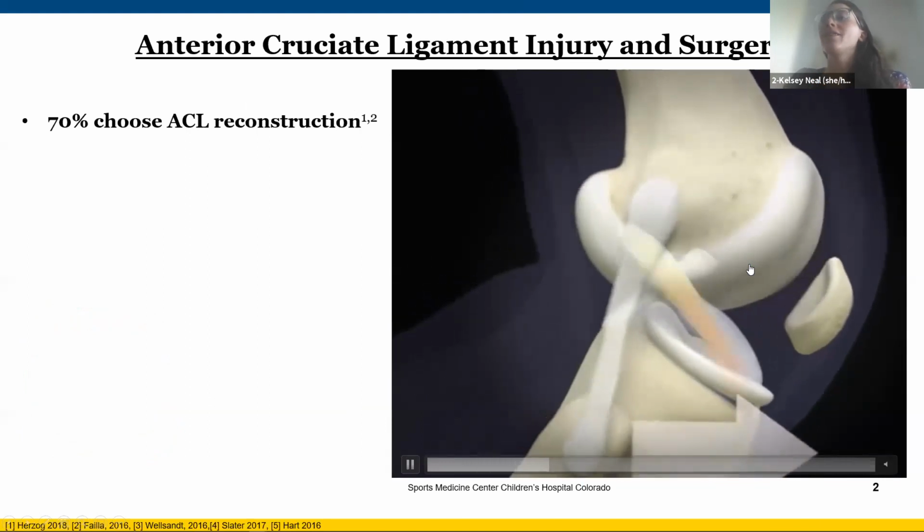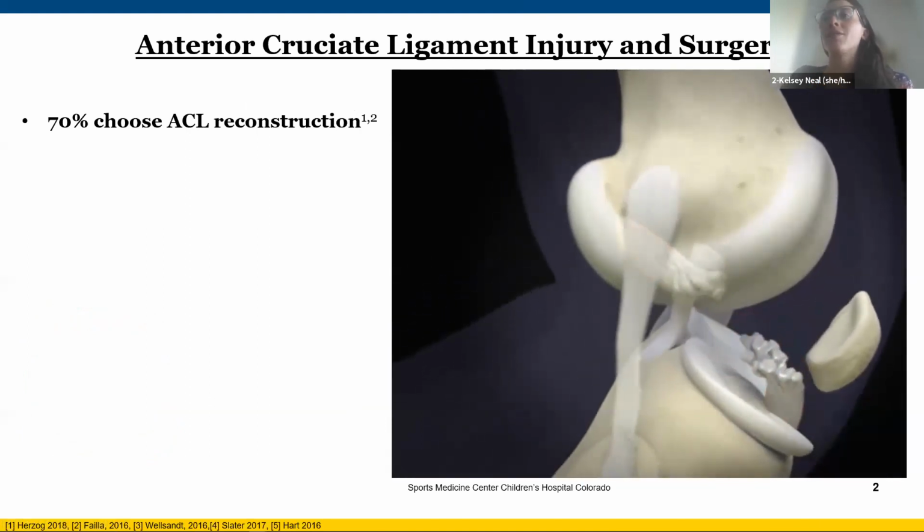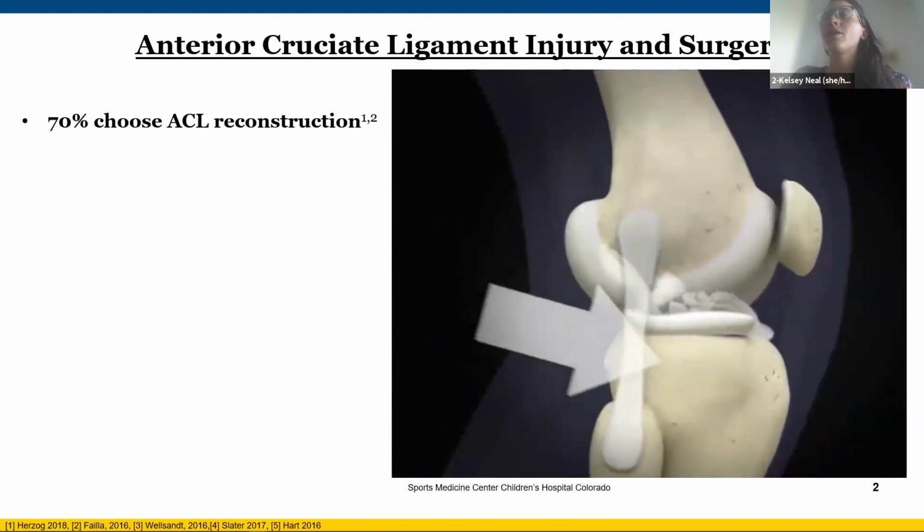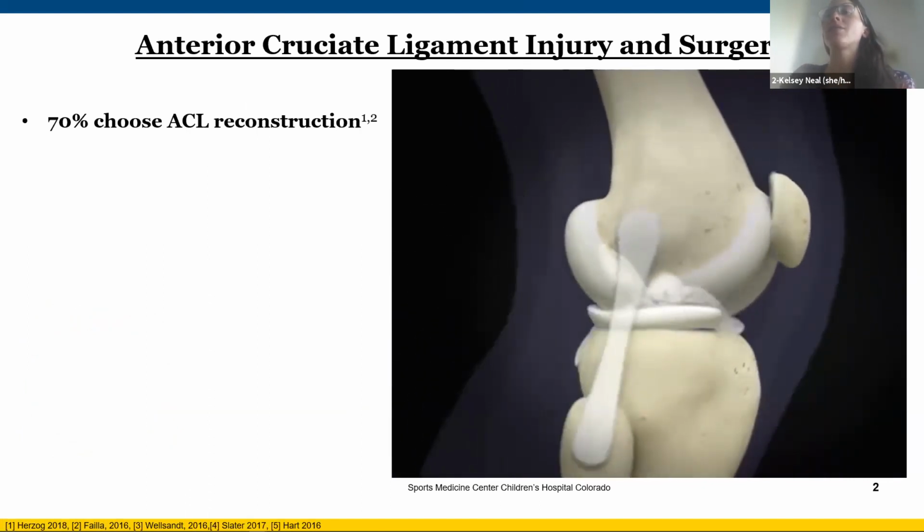ACL injuries are common among young active populations. Many who tear their ACL choose to undergo an ACLR, or an ACL reconstruction surgery, in hopes of regaining joint stability and returning to pre-injury levels of activity.